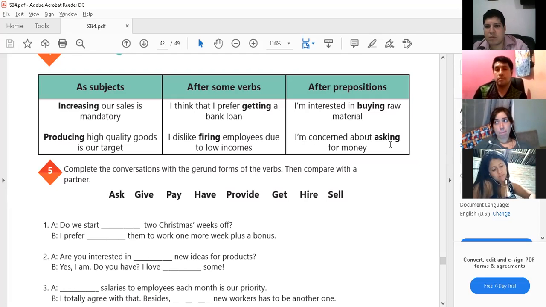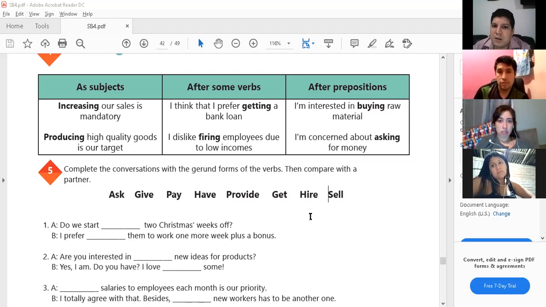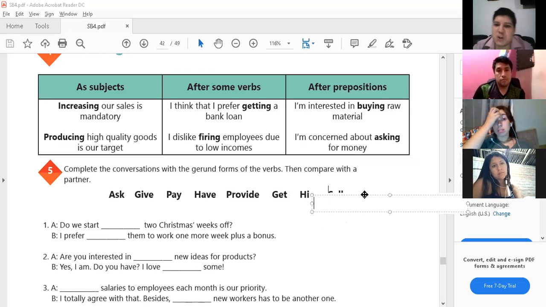Here they are. All of this list, guys, is going to be followed by ing. Okay? Vocabulary. So let's go ahead and choose a few. We're going to work with the easiest ones. For example, enjoy, which is disfrutar.